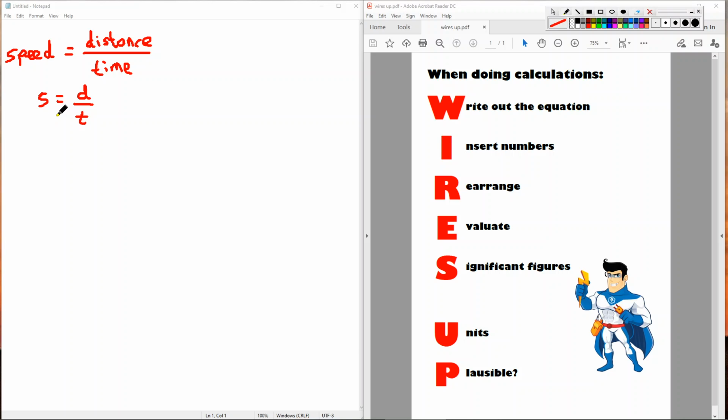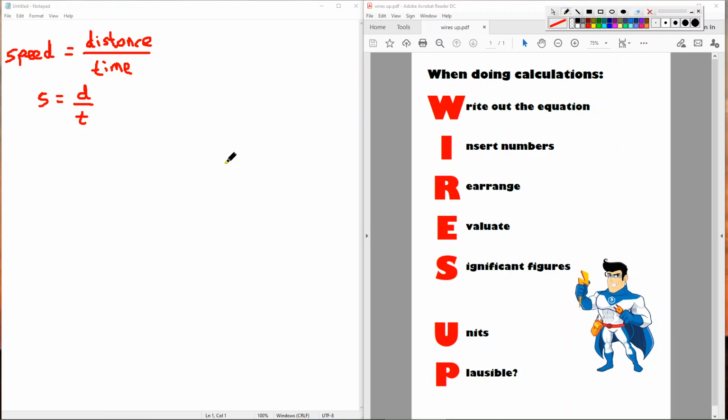We have a particular way we want you to lay out your calculations in physics, and this is following the WIRESUP procedure. So you can see this on the right hand side. It's probably a good idea at this point to pause the video and make sure you have this clearly written down in a large box in your book, because we're going to be coming back to this very, very frequently with calculations. So if you've unpaused the video now, you should have all this written down in your book.